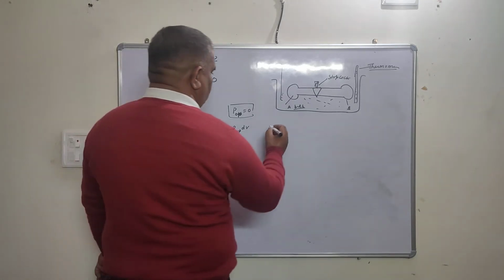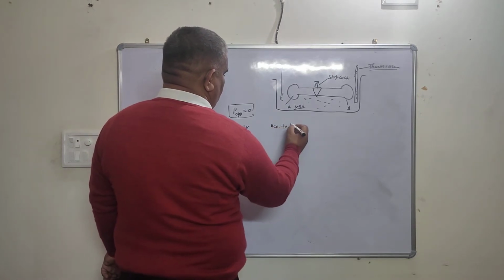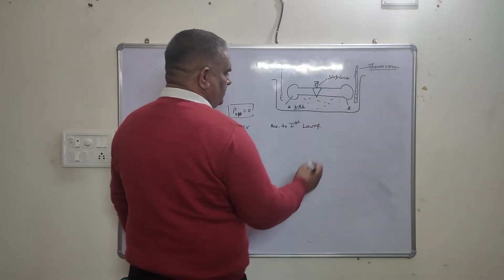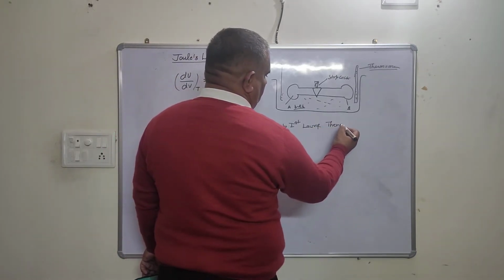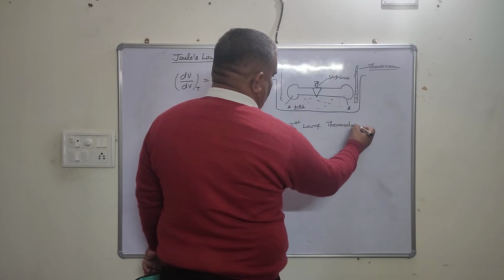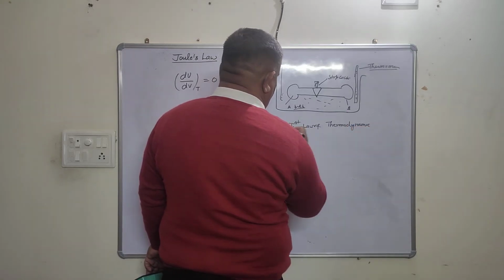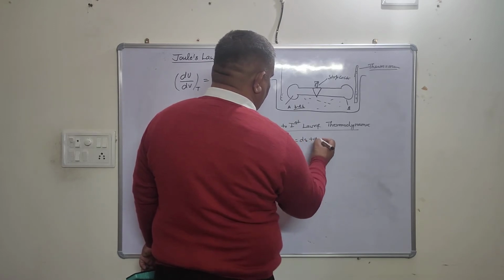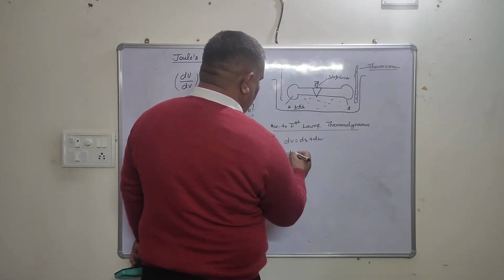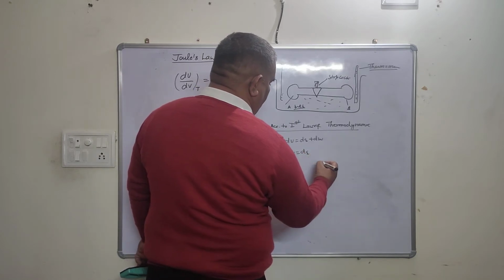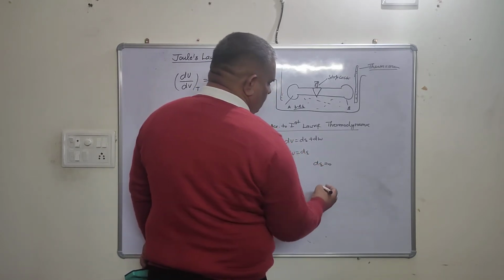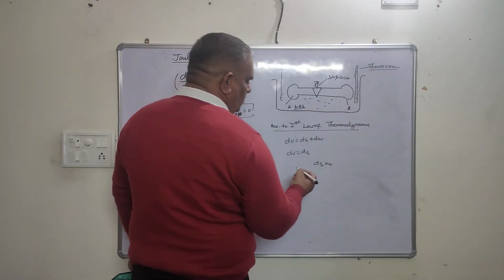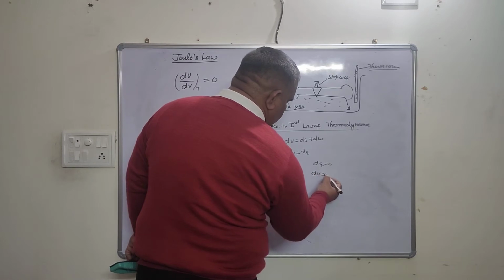And according to the first law of thermodynamics, dU equals dq plus dw. Work done is zero, so dU equals dq, and dq is zero. That is, there is no change in temperature in expansion in this experiment. dq is zero, so dU is also zero.